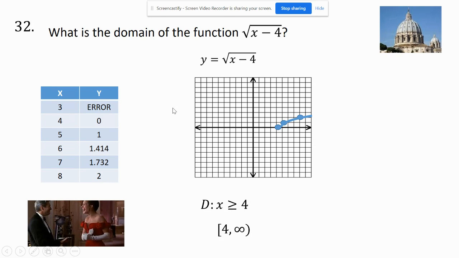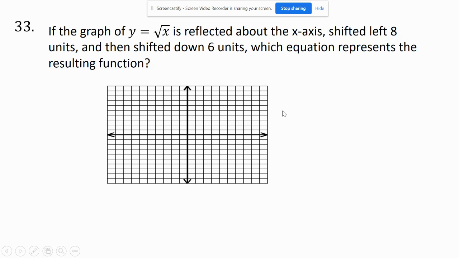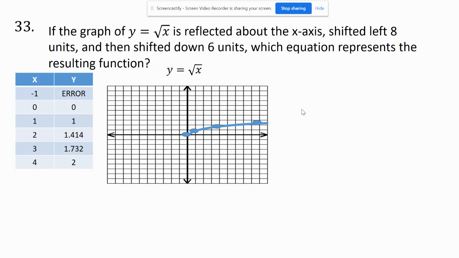Okay, now, what about a graph here of y equals square root of x, reflected, shifted left 8 units and shifted down 6? What would be an equation to write that? Well, first off, the square root of x would look like this, with the domain here at x greater than or equal to 0, and a range greater than or equal to 0 also. Just kind of putting that out here as an extra benefit.